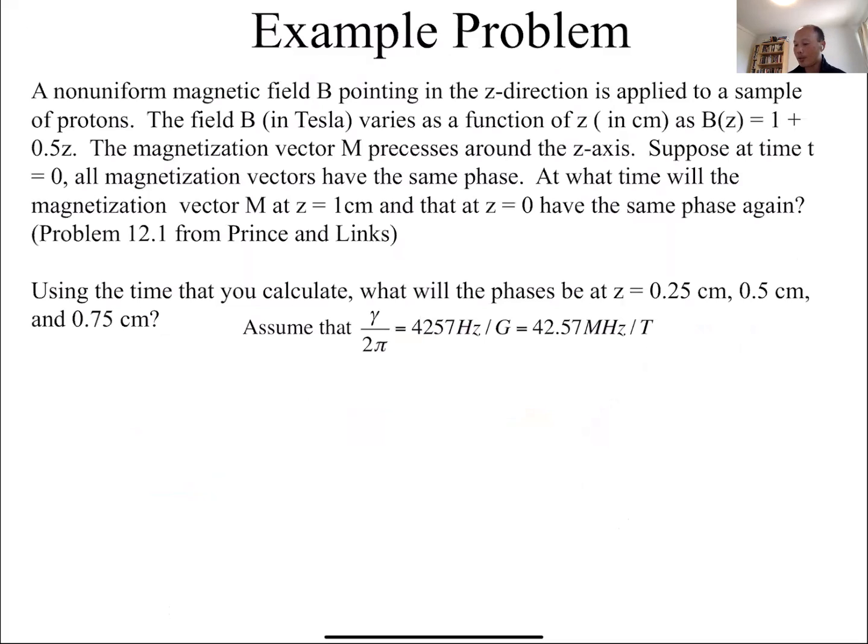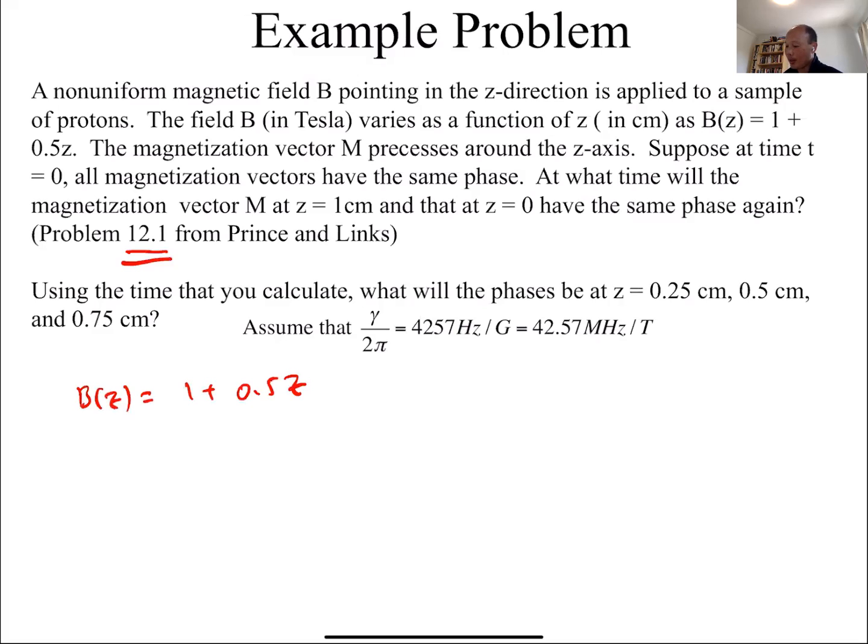So let's do a problem here. This is actually problem 12.1 from the book, which we're not going to assign to you, but we're going to work through it together. So here's the problem. You have a B field that varies with B sub z equals 1 plus 0.5 z.